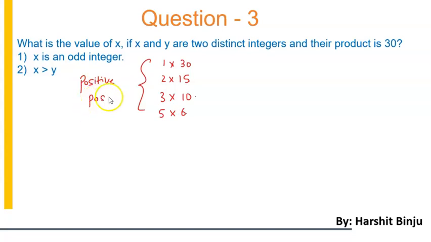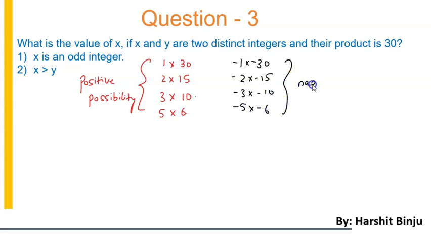Now what happens in a question like this is, usually students forget that they have to take the negative part also into consideration. So let's take the negative part also before we actually move on to statement 1 and statement 2. So negative part is negative 1 into negative 30, negative 2 into negative 15, negative 3 into negative 10, and negative 5 into negative 6. These are the negative possibilities also.